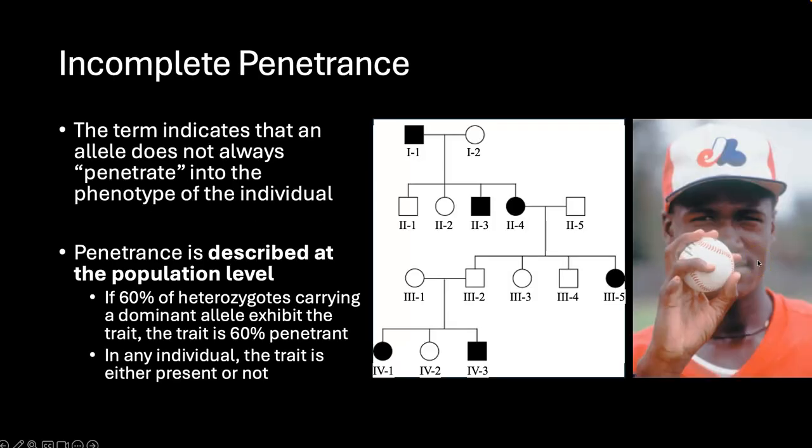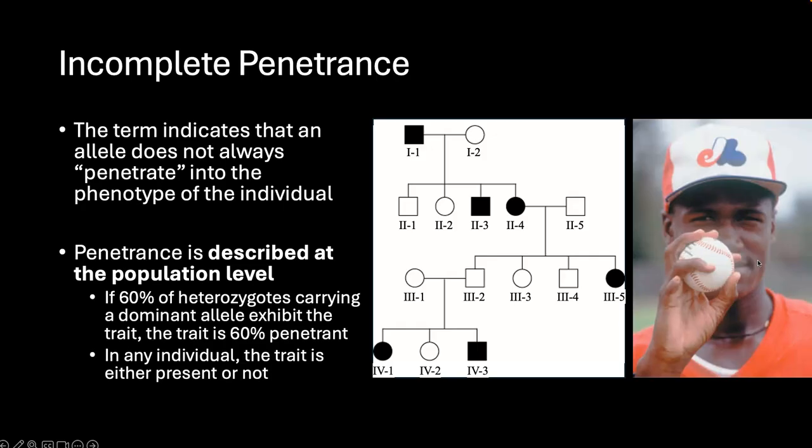In this video, we will begin to discuss specific scenarios within this inheritance category. Let's begin with incomplete penetrance. This term indicates an allele that does not always show up in the phenotype, despite being present in the genotype.